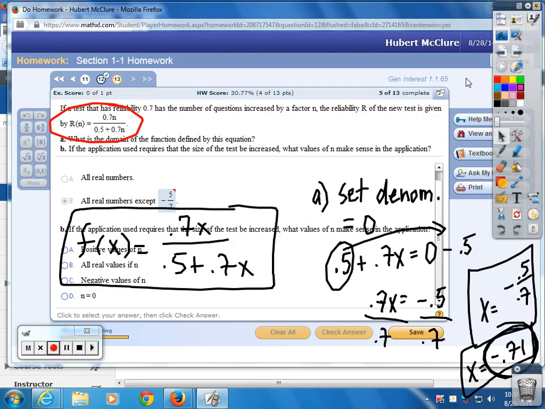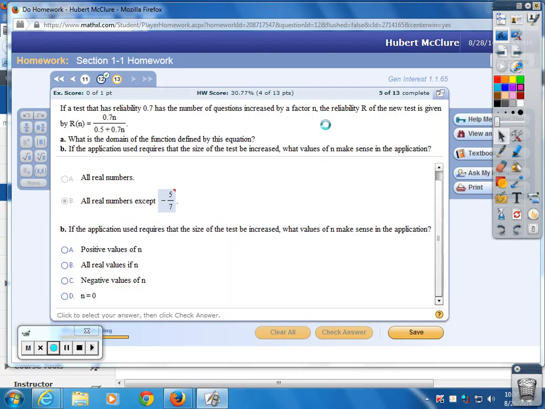Wait, the answer is negative 0.71. So we can't use it for the denominator. You can use all numbers except for negative 0.71. So how do we, that's the domain? All real numbers, except x cannot equal negative 0.71. You don't have to write that out then? No, they just did it right there. See it?